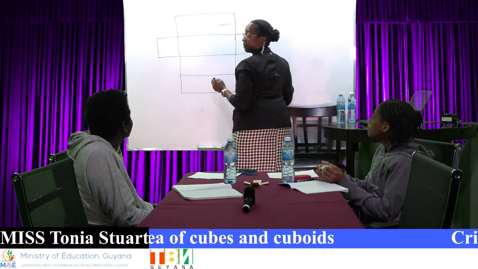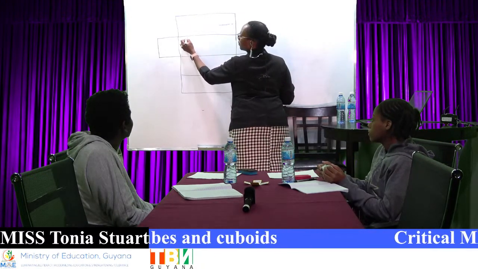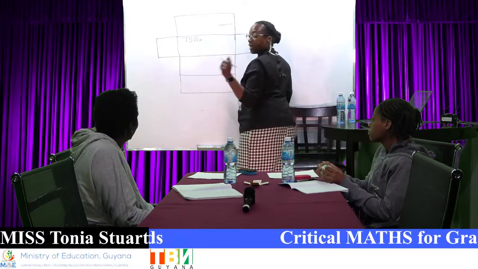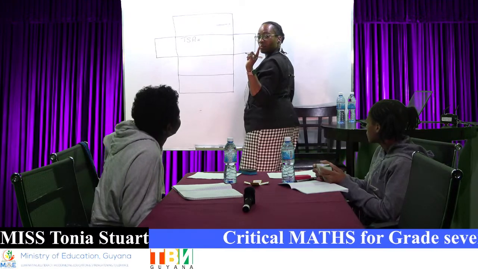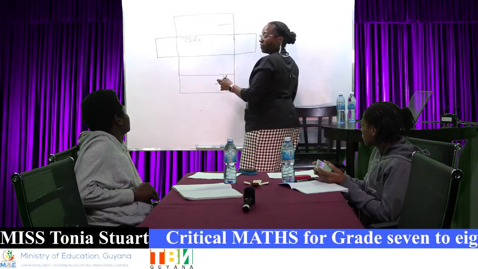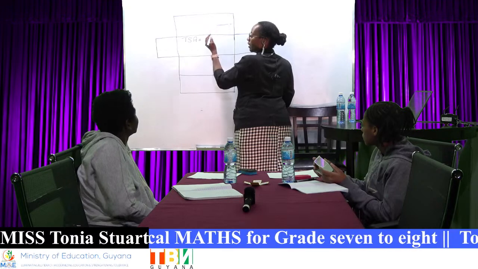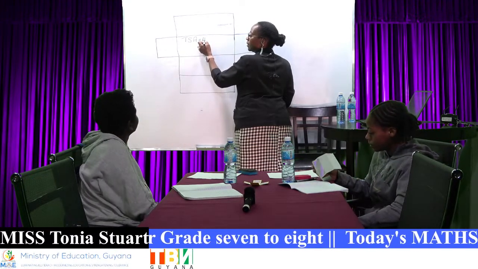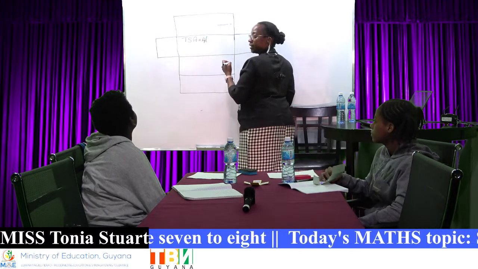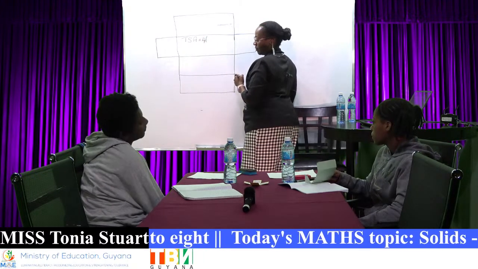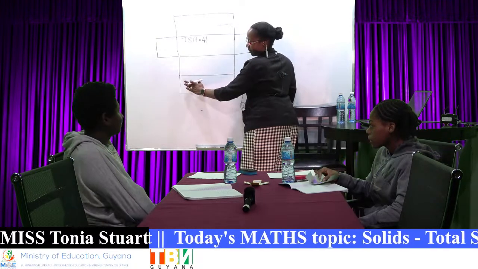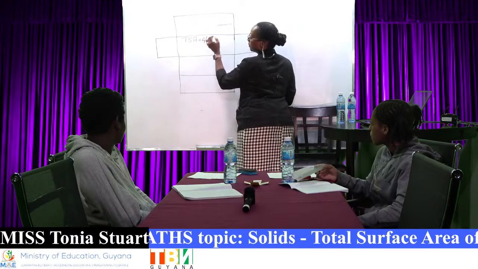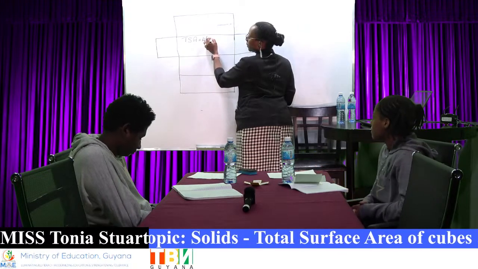So we can say the total surface area of the cuboid, what do we have? What shape? Rectangle. How many rectangles? 4 rectangles. What's the formula for a rectangle? Anybody can recall? Think about the rectangle. Length times width.